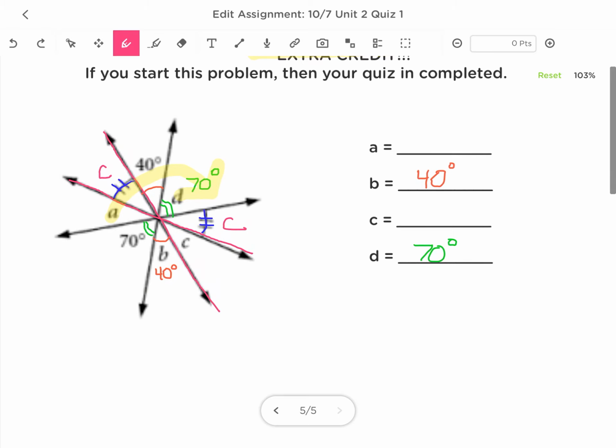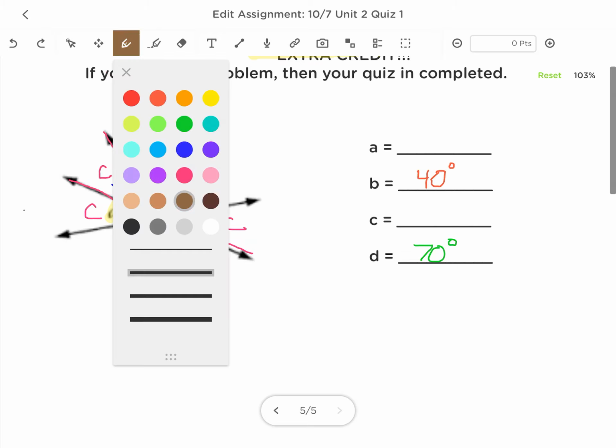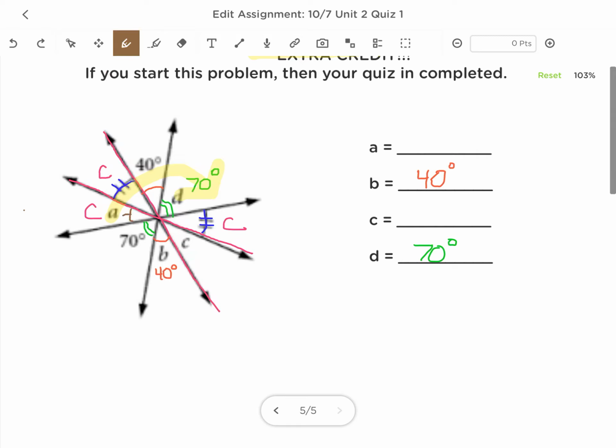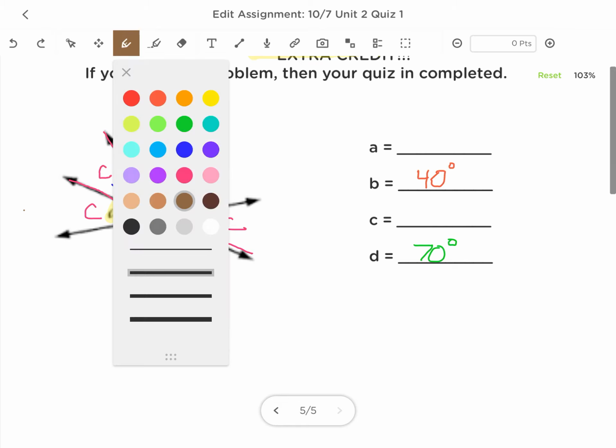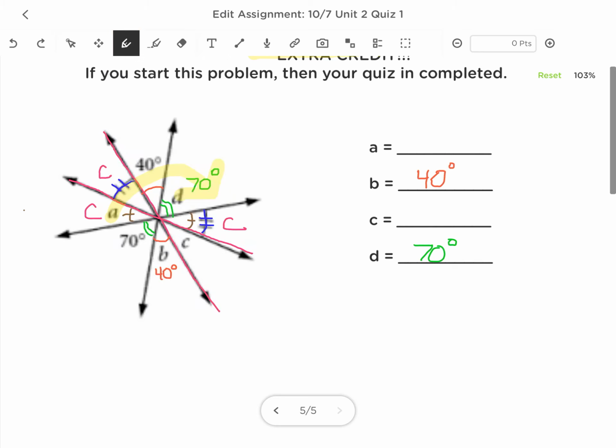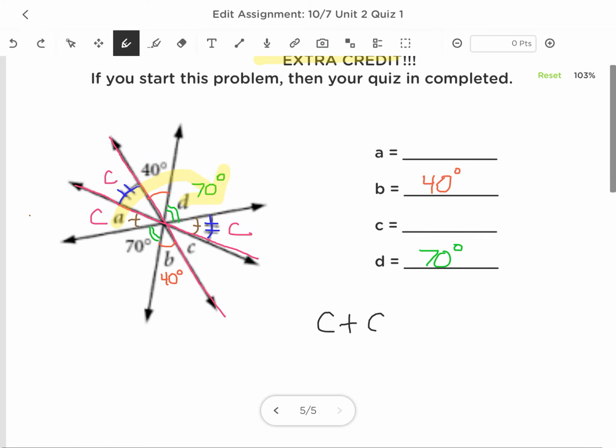We can see that A and C are vertical angles. I'm missing one thing, but this can be C as well because they're vertical angles with the C on the right side. Let me show you in brown. These angles are congruent to each other as well, so that has to be C. So I can say all those angles add up to 180, and I will write an equation for that. C plus C plus 40 plus 70 should equal 180 degrees.